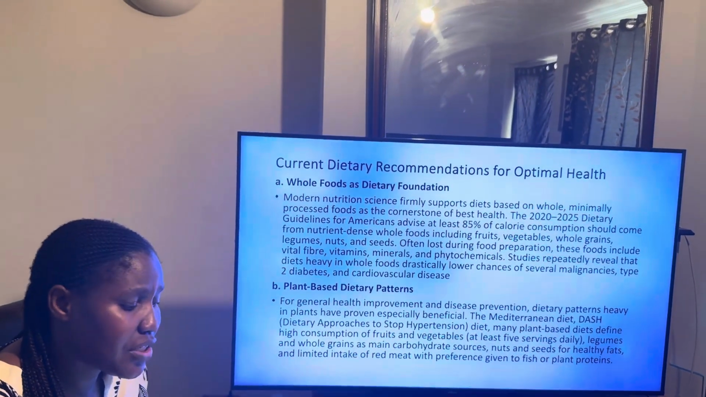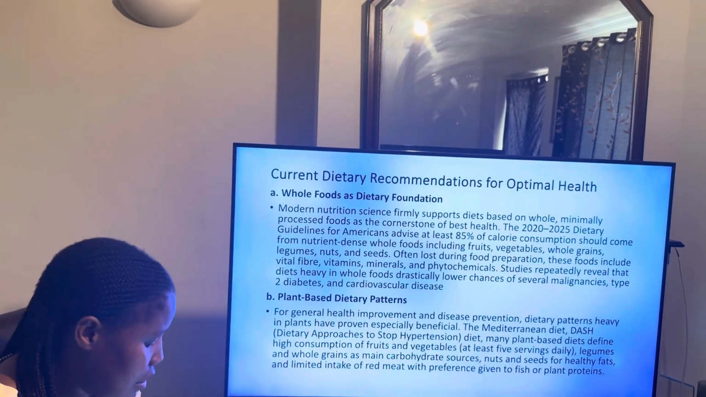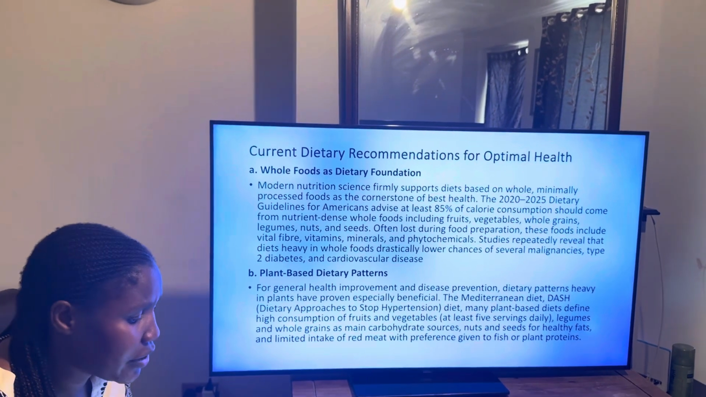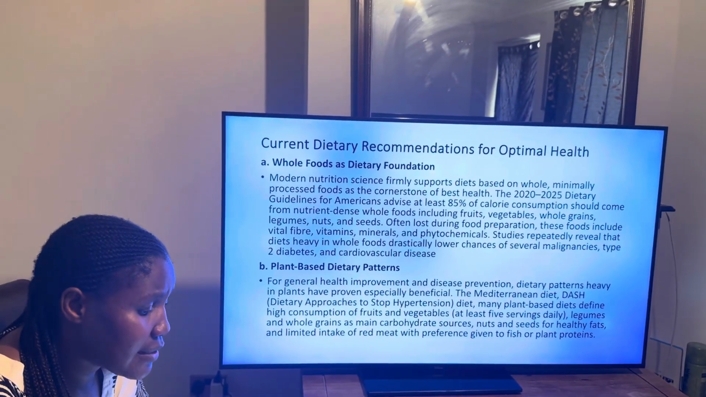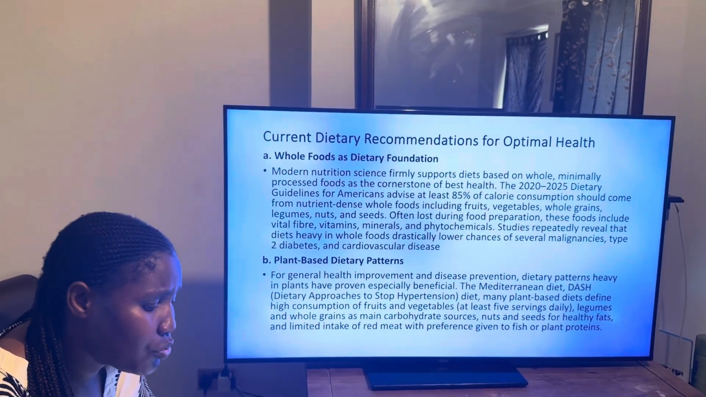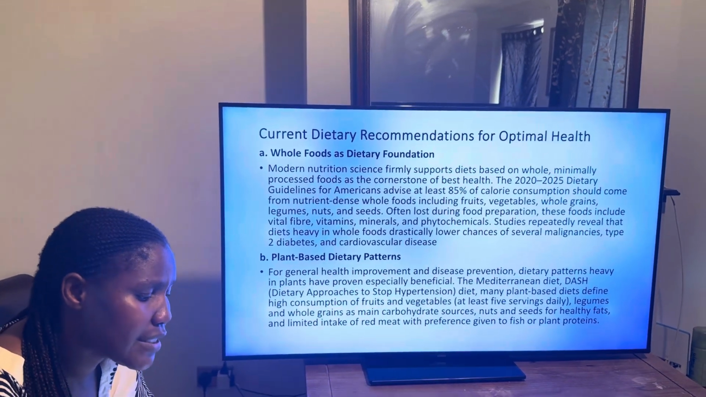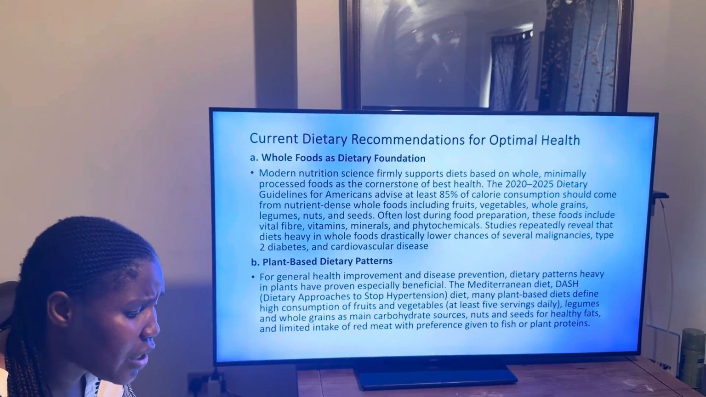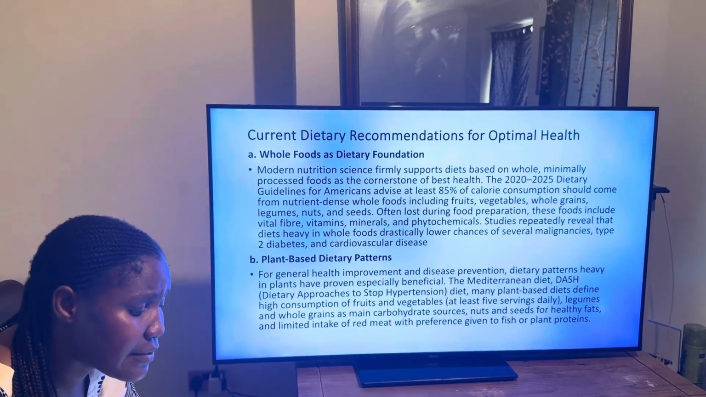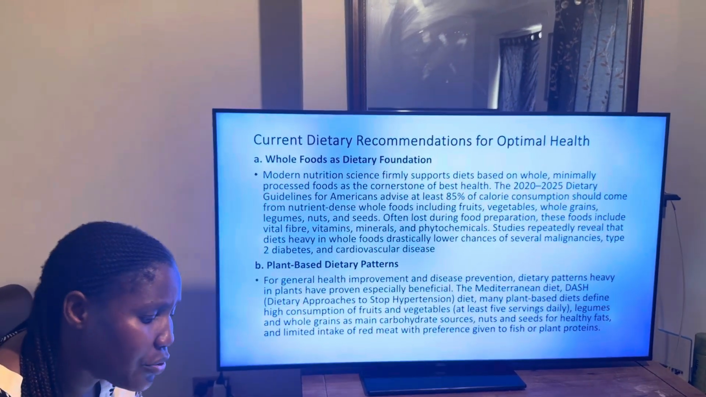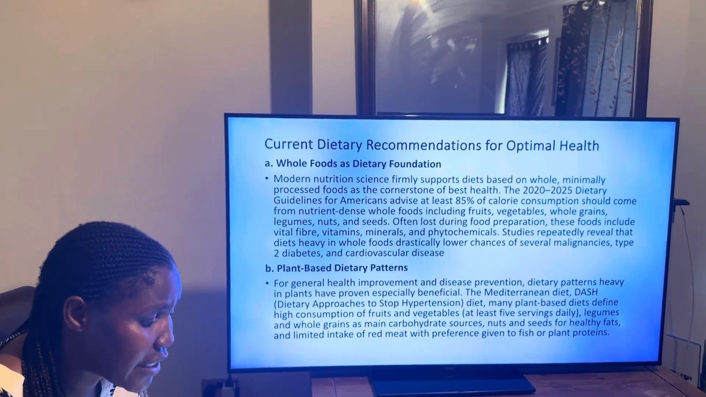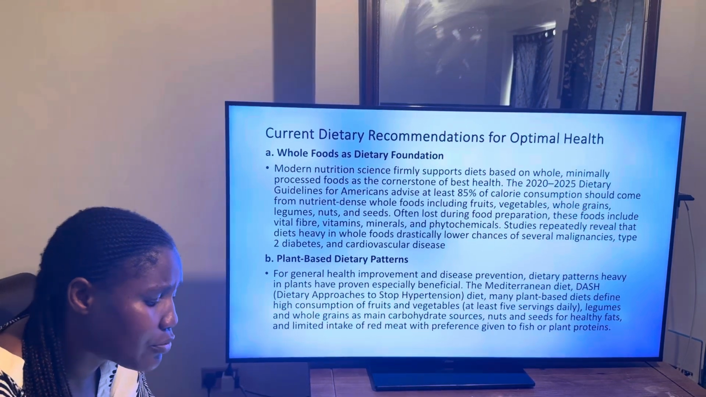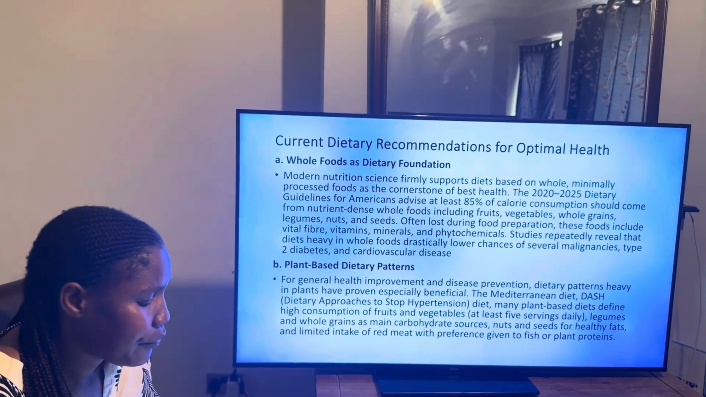We have current dietary recommendations for optimal health. The first recommendation is whole food and dietary foundation. Modern nutrition science firmly supports diets based on whole or minimally processed food as a cornerstone of best health. Guidelines for Americans advise at least 85% of calorie consumption should come from nutrient-dense whole food, including fruits, vegetables, whole grains, legumes, nuts, and seeds.